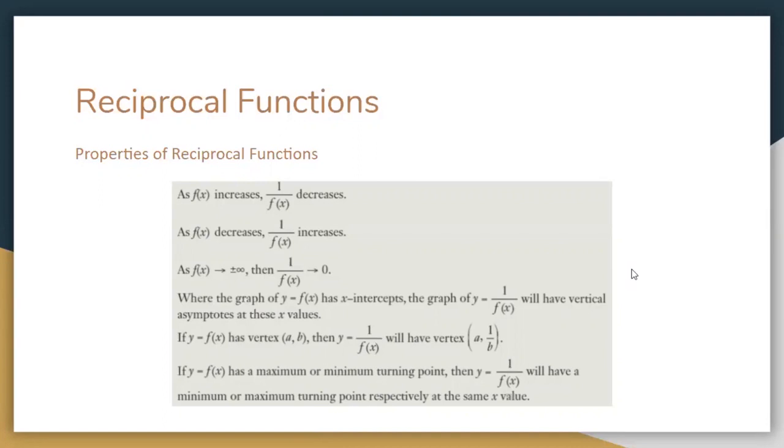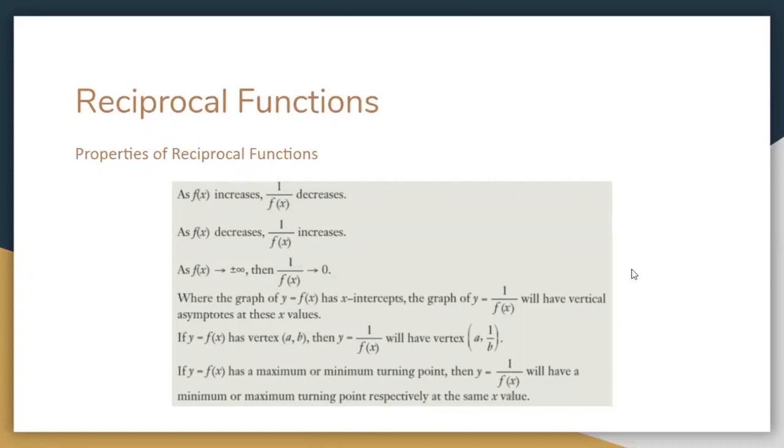So where the graph of y equals f(x) has x-intercepts, the graph of y equals 1 on f(x) will have vertical asymptotes at these x values. This is again what we saw during the parabola example. And when our f(x) has a vertex, then our graph will also have a vertex. And that is something that we saw, that our graph of the parabola had a vertex at -1, the same place where our parabola had a vertex.